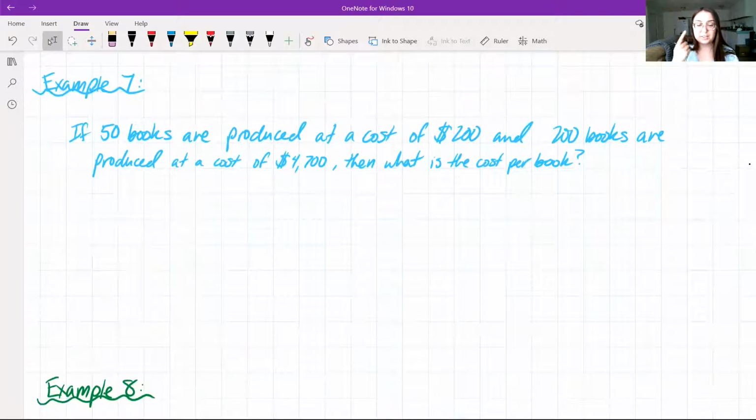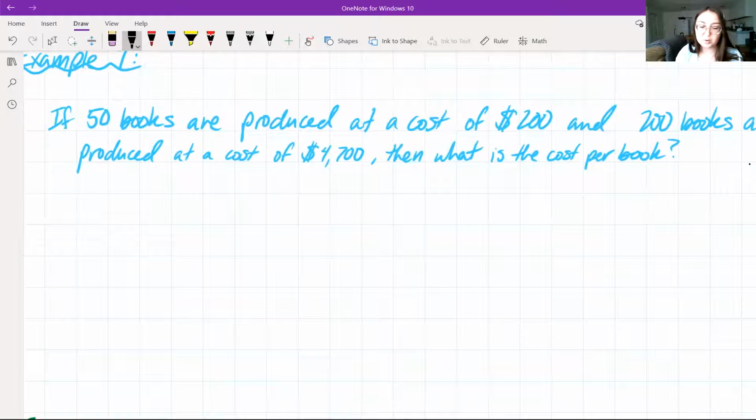Now we can go on to example 7 here, which is a word problem this time. So we have, if 50 books are produced at a cost of $200 and 200 books are produced at a cost of $4,700, then what is the cost per book?